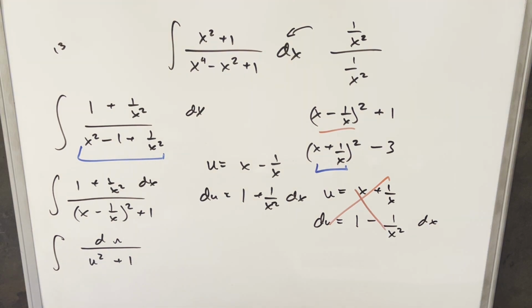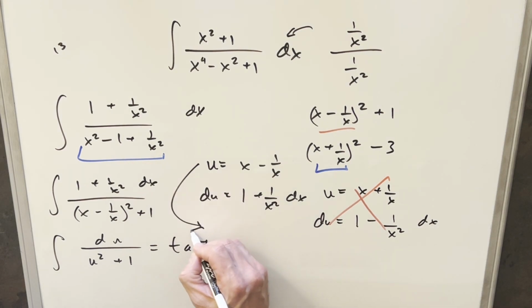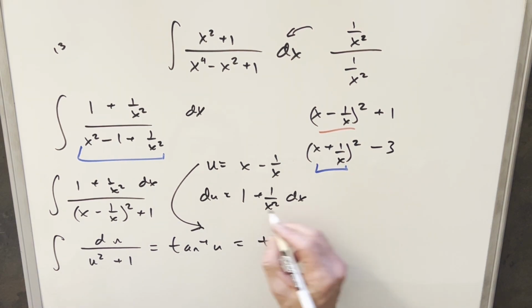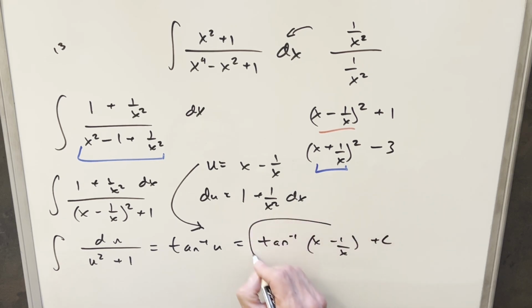But now this is just arctan, so we'll integrate this to get arctan of u. And so we just need to back substitute in order to finish this off. And so for my final solution, I just get arctan of (x minus 1 over x) plus C, and that's it. Okay, good problem. I like doing these from the MIT 1991.